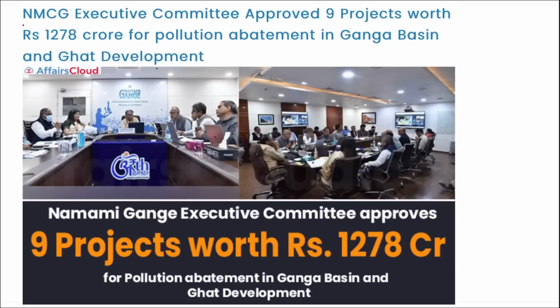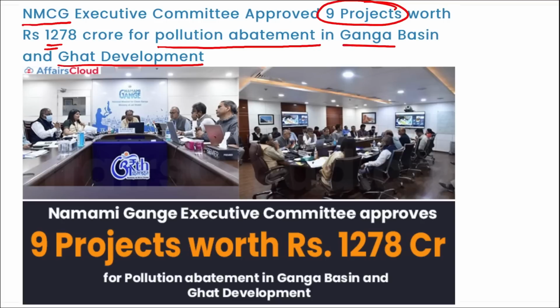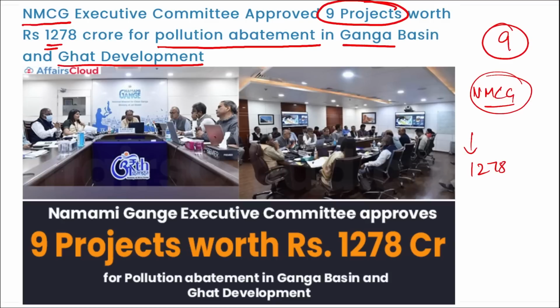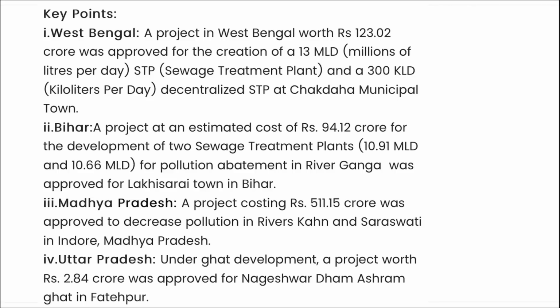Moving on to the next news, that is NMCG, that is your National Mission for Clean Ganga Executive Committee, has approved 9 projects that are worth 1278 crore rupees for pollution abatement in Ganga Basin and Ghat development. So in order to clean the Ganga and the Ghats near it and to redevelop them, recently 9 projects were approved by the National Mission for Clean Ganga Executive Committee, and these projects are worth 1278 crore rupees. All right, important.